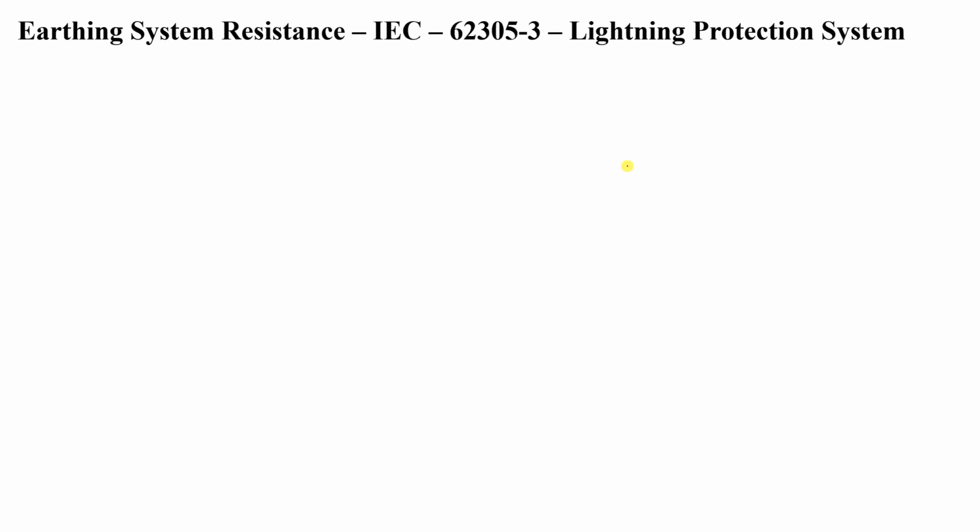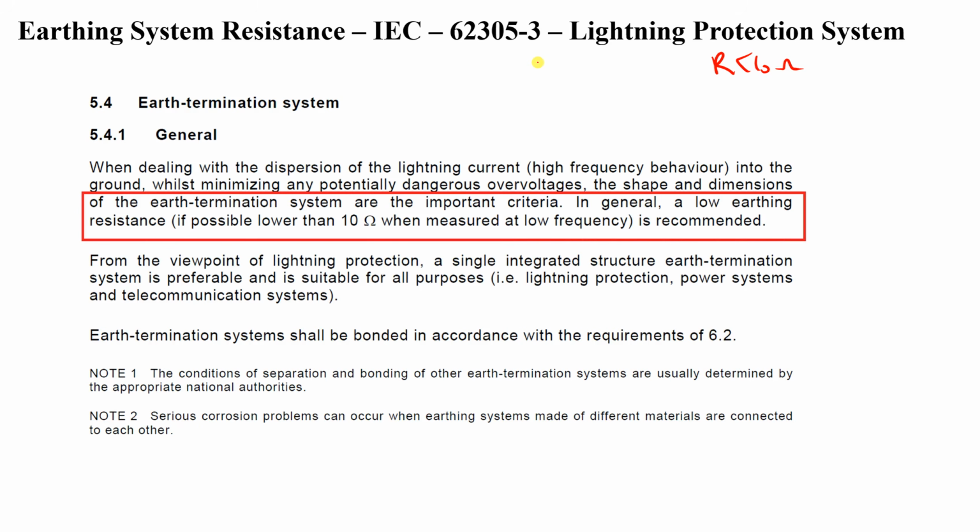Okay, starting with the lightning protection system, which I said R should be less than 10 ohms. In IEC 62305-3, this section, exactly 5.4.1 General, it says that in general, a low earthing resistance, if possible less than 10 ohms, is recommended. Now this part is related to the lightning protection system. So this section from the lightning protection system in IEC recommends less than 10 ohms for the earthing system.